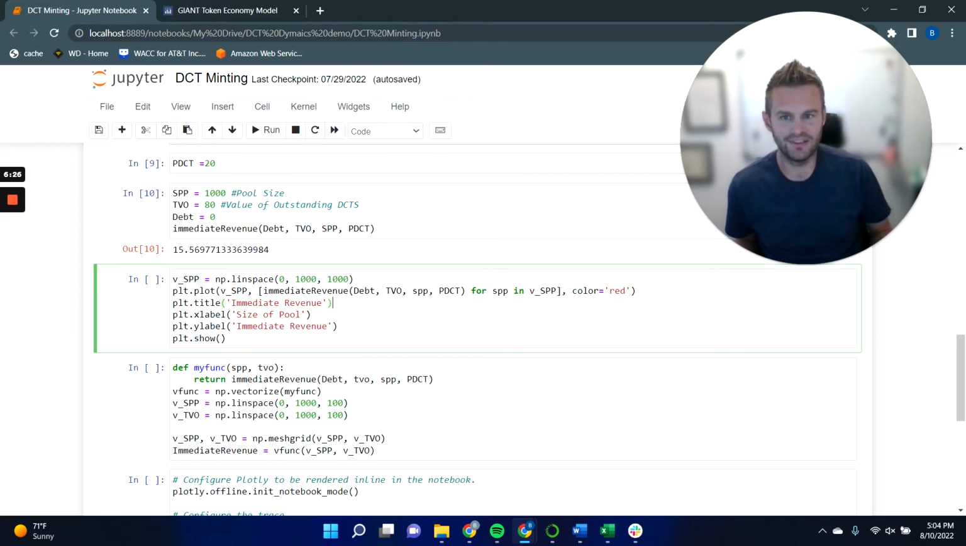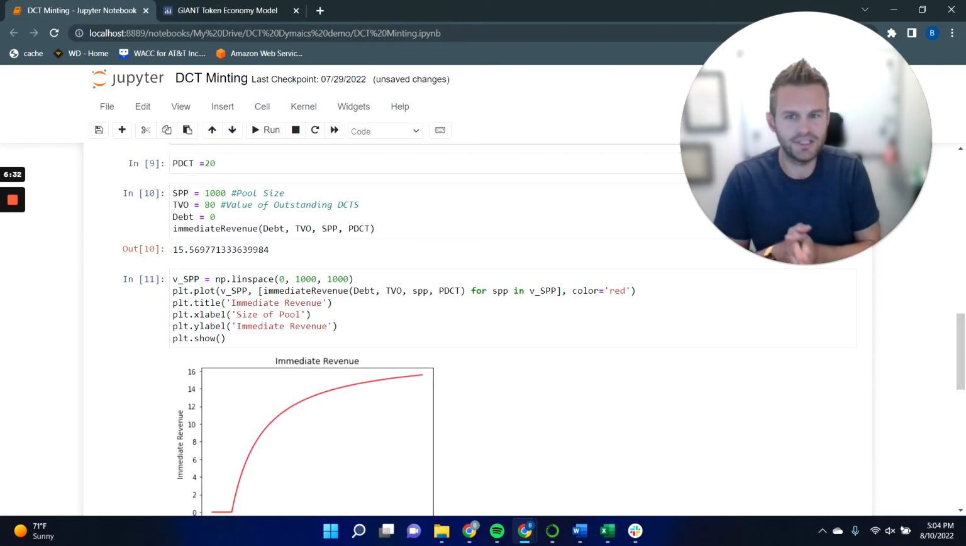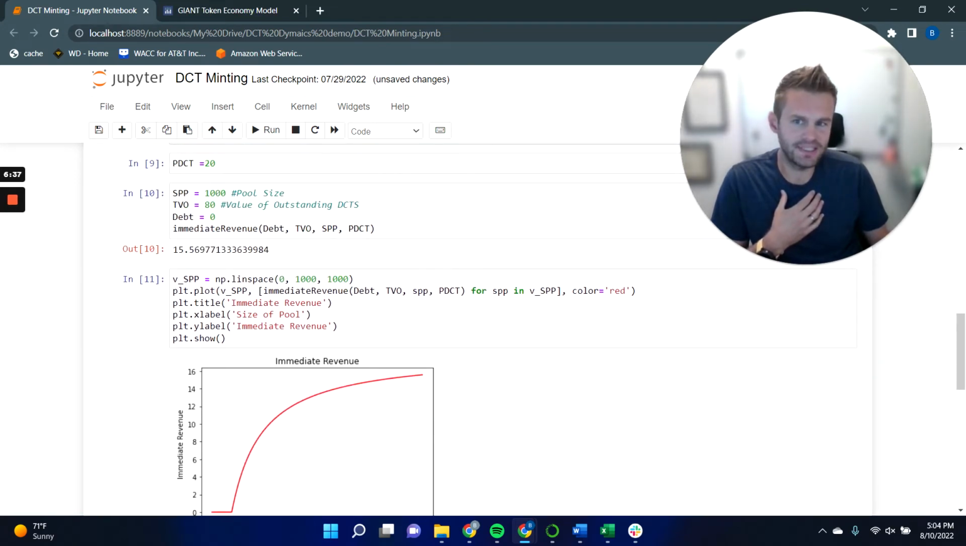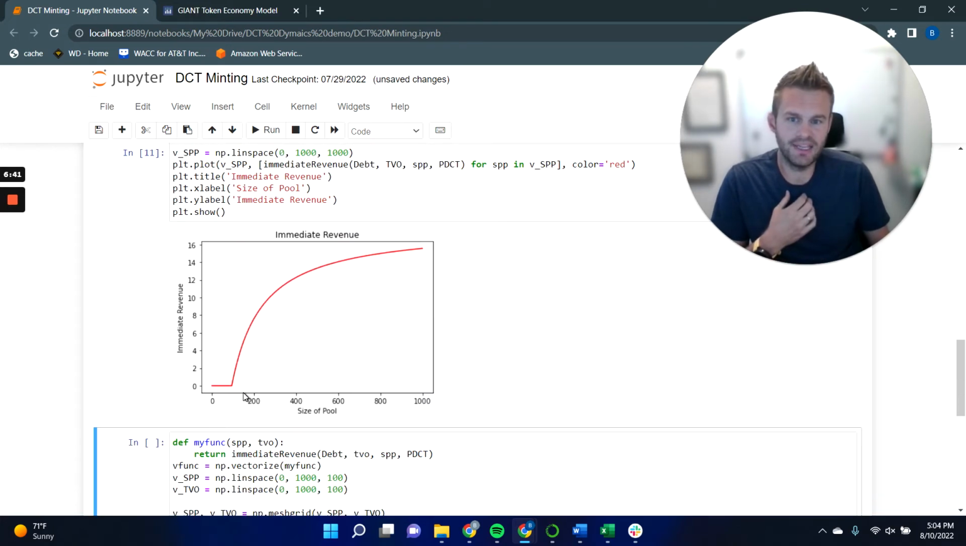Now what we could do is have a look at how this looks when we combine these things. I'm going to plot immediate revenue as a function of the pool size, assuming our TVO is still $80 and the price is still $20. If my pool size is, say, less than 80, then there is no immediate revenue. All of the revenue is held in escrow until the contract is fulfilled. Whereas you can see there's a very steep curve here: as the pool size increases, more and more immediate revenue is passed across to the provider.